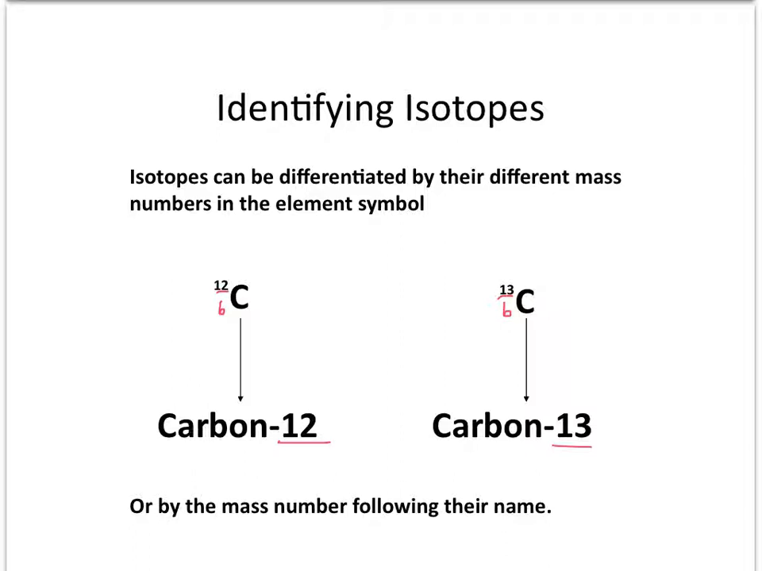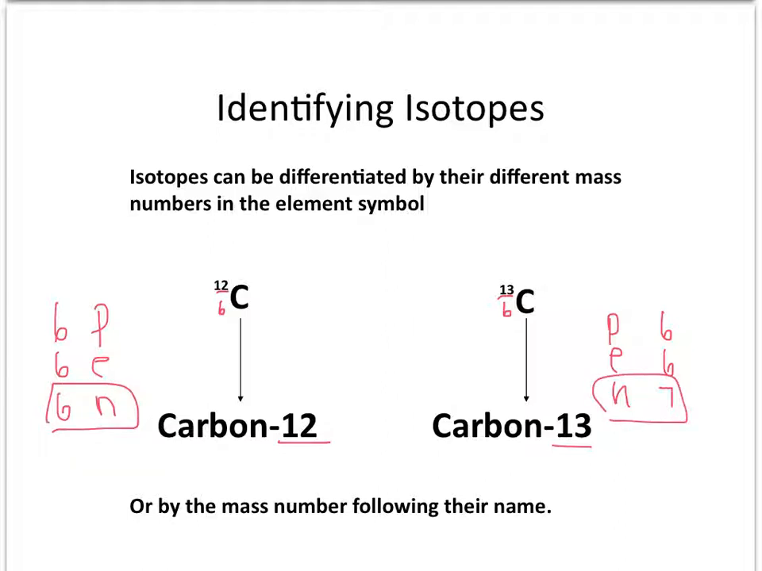If I was to do the proton, electron, and neutron number for this, we would have 6 protons, 7 neutrons, and 6 electrons, whereas over here we would have 6 protons, 6 electrons, and 6 neutrons. Notice that the number of neutrons are different, but the number of protons stays the same. That is the definition of an isotope.